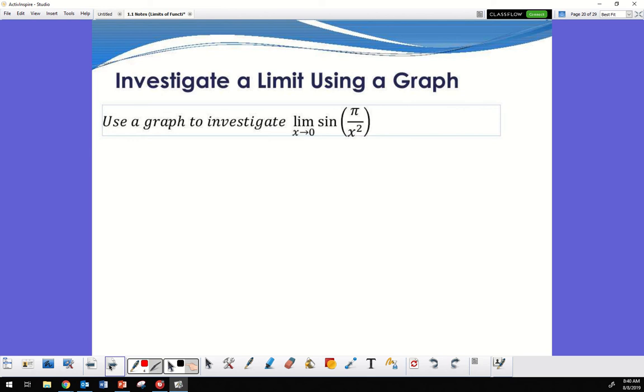Okay, so this one is use a graph. So let's graph that one right there. You're going to get something pretty.